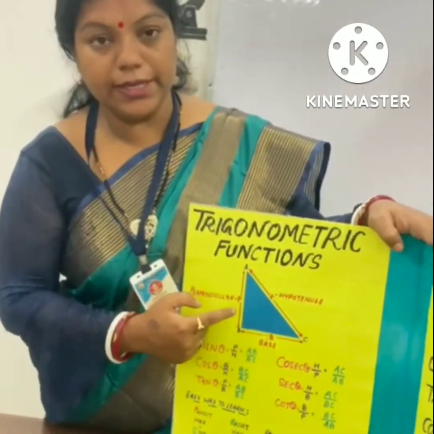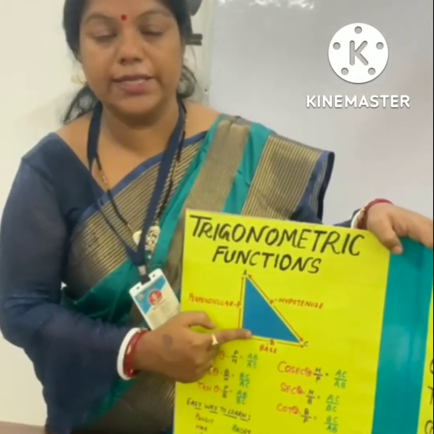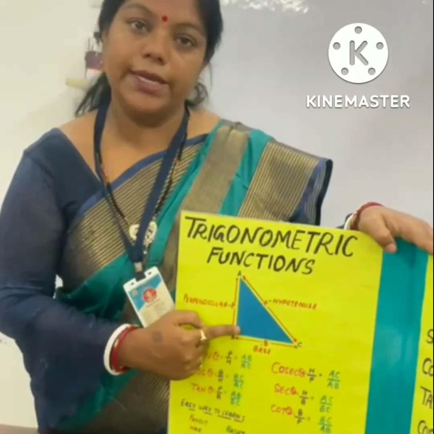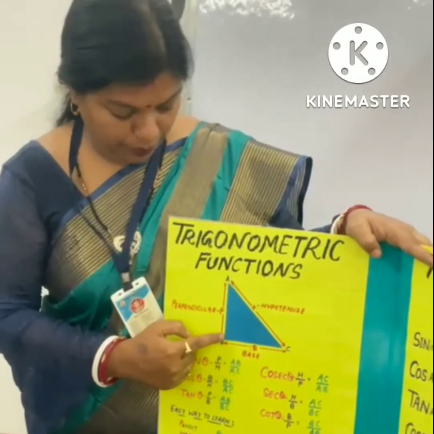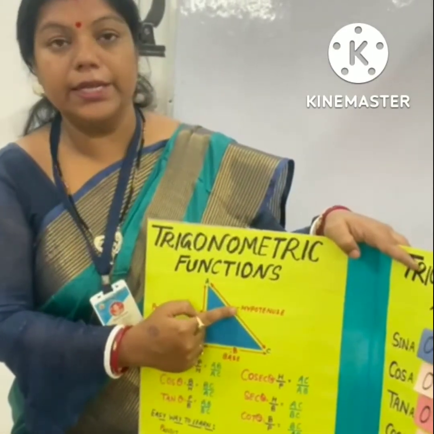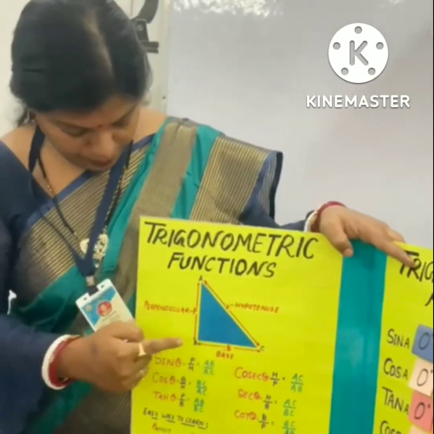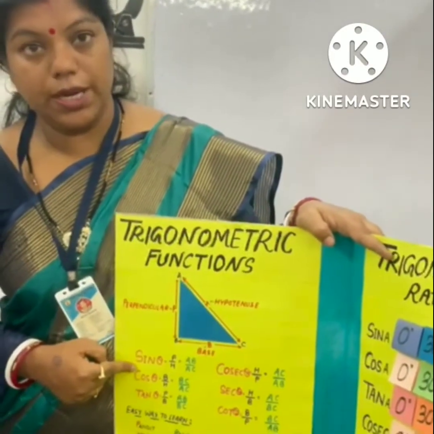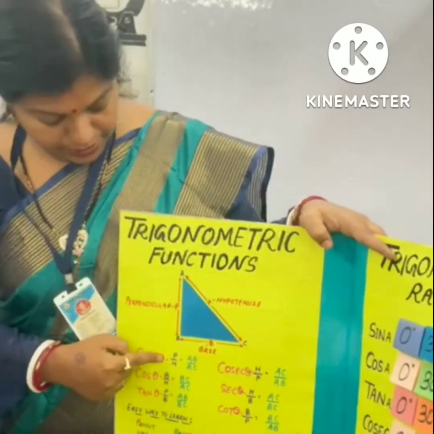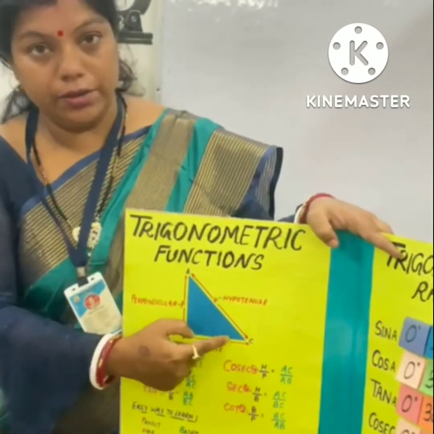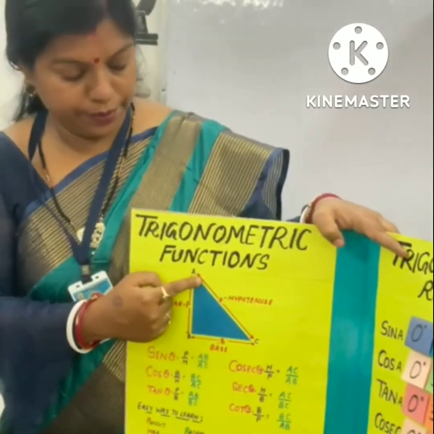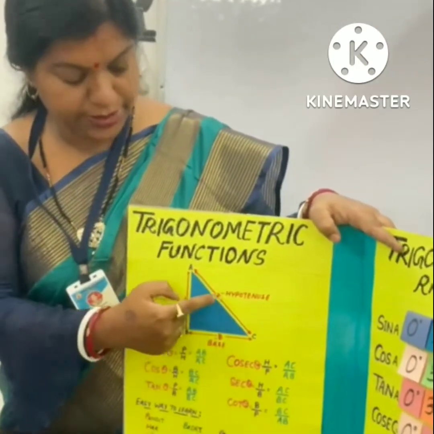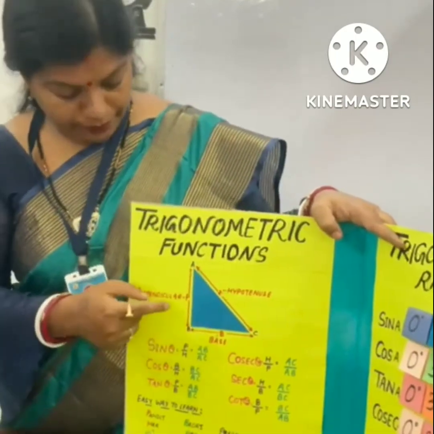A right angle triangle is a triangle having one angle of 90 degrees, and the side opposite the right angle is the hypotenuse. Now the two main functions of trigonometry are sin theta and cos theta. Here the base and perpendicular change according to theta.